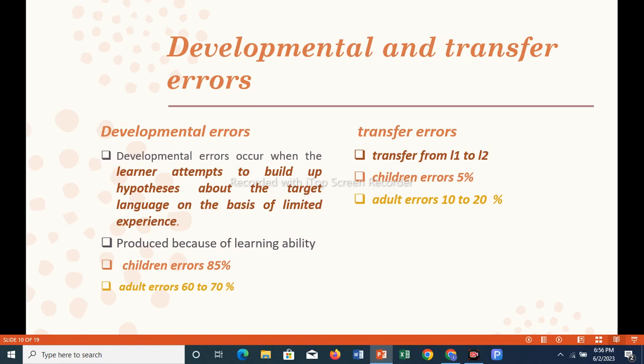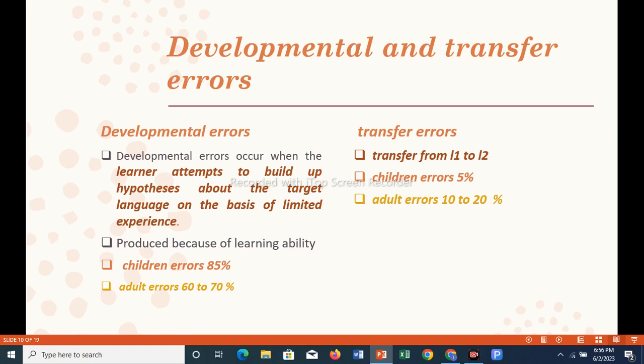So, what are developmental and transfer errors? Basically, developmental errors occur when a person builds up hypotheses about the target language on the basis of limited experience. The person is acquiring the target language and he has limited experience of that language. These kinds of errors are produced due to the learning ability and can be somehow cured. They are more common in children, however lesser in adults.